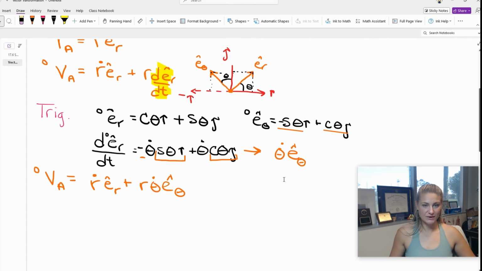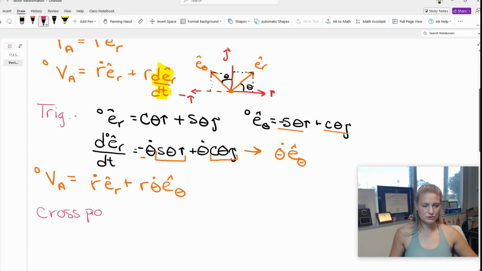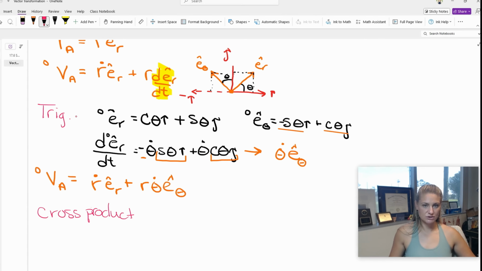Now, I want to introduce a second way. The second way is going to be using the cross product. What is the cross product? The cross product takes two vectors, crosses them together, and gives you a third. And that third is going to be perpendicular to both the vectors that you crossed. So if I cross vectors 1 and 2, 3 will be perpendicular to 1 and 2. Let's do an example here.